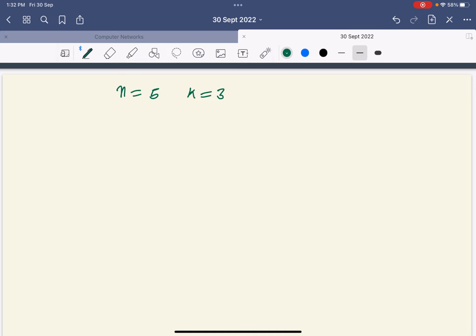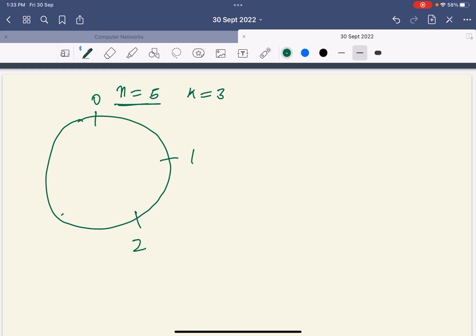And if I consider 0 based indexing, I know that we have to return the answer in 1 based indexing, but for the explanation, let's start our illustration with 0 based indexing. So n is equal to 5 means we have 5 persons sitting around a circular table. So let's say this is person number 0, this is 1, this is 2, this is 3, and this is 4. Total 5 persons here we have.